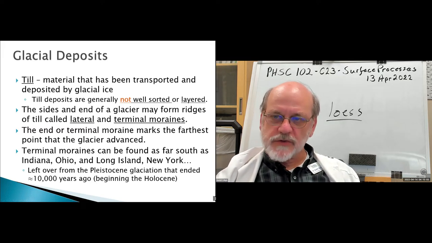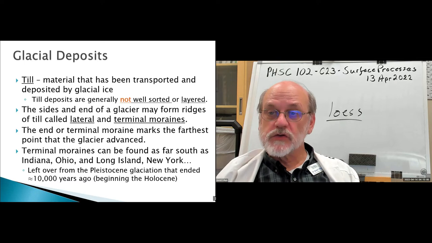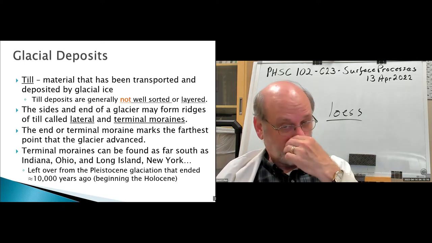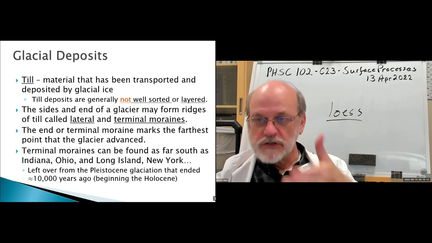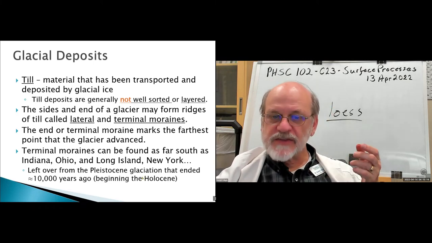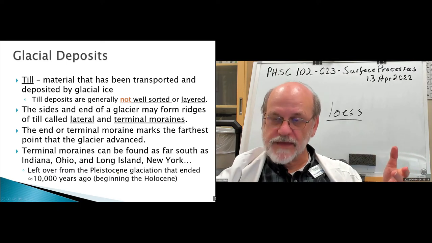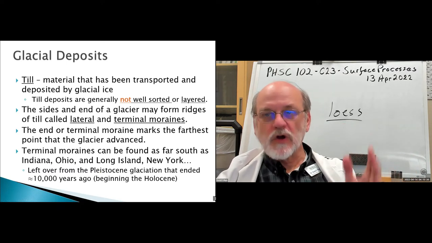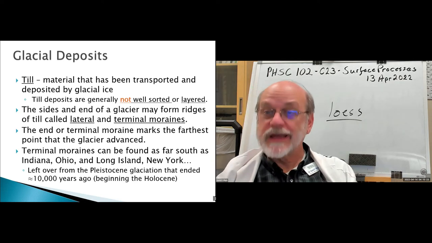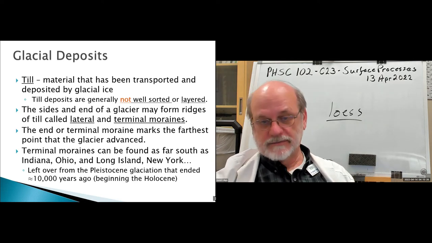When the glaciers started to recede, that also is used to mark the division between two glacial periods. The Pleistocene was a time of glaciation. And then when the glaciers receded, that started the Holocene. So we're in the Holocene period now.